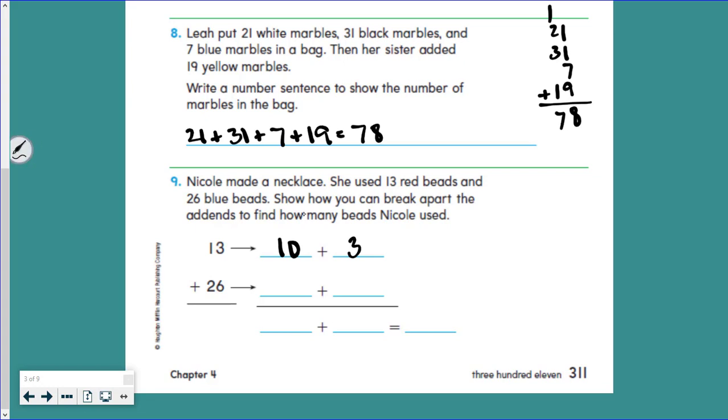Okay, so we did this part. You should have gotten 20 plus 6. And then you add the ones. That's going to be 9. And this is going to be 30. And so then 30 plus 9, now you're putting the add-ins back together, equals 39.